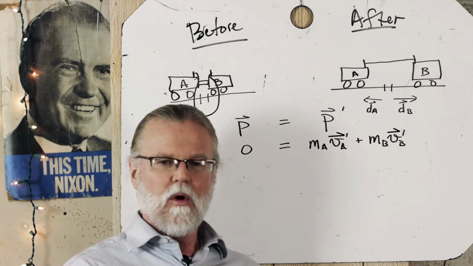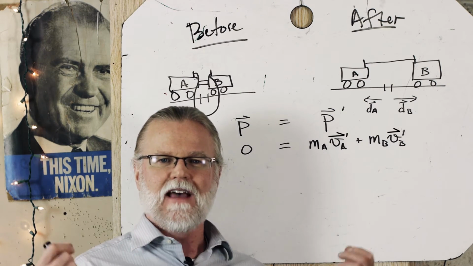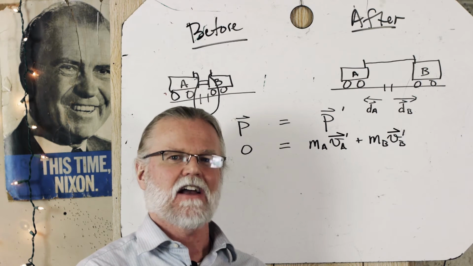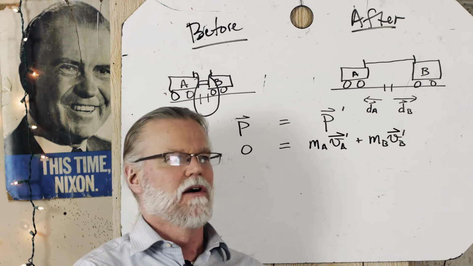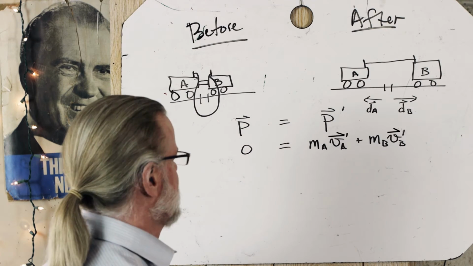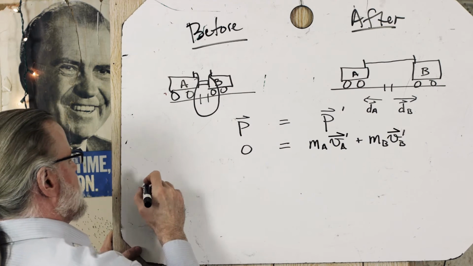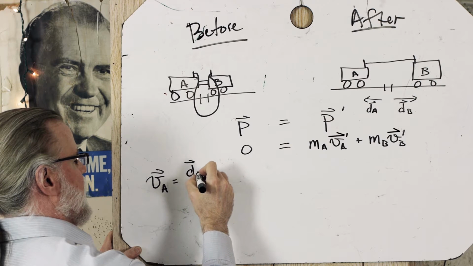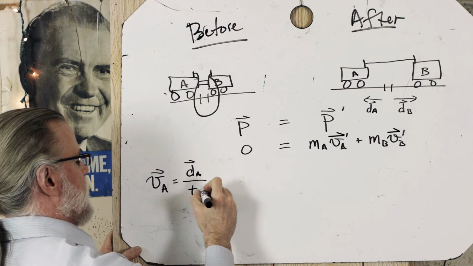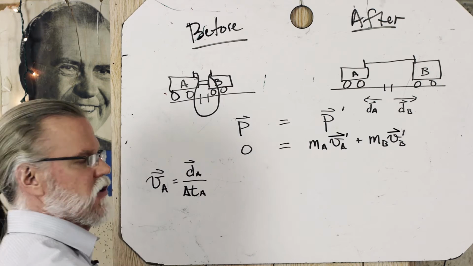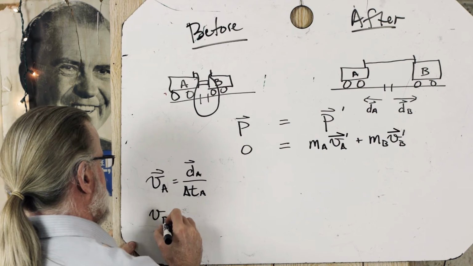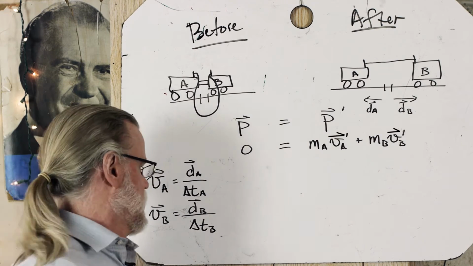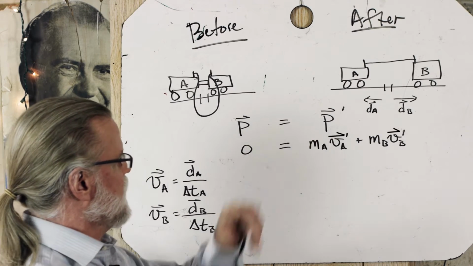Now, one thing that we've done that's interesting by tying these two together is that we've eliminated the need to actually measure time or velocity in this case. We know velocity of A is the displacement of A divided by the amount of time that A took to make that displacement. And the velocity of B is also the displacement of B divided by the amount of time it took for B to move that displacement. So let's actually replace that in here.